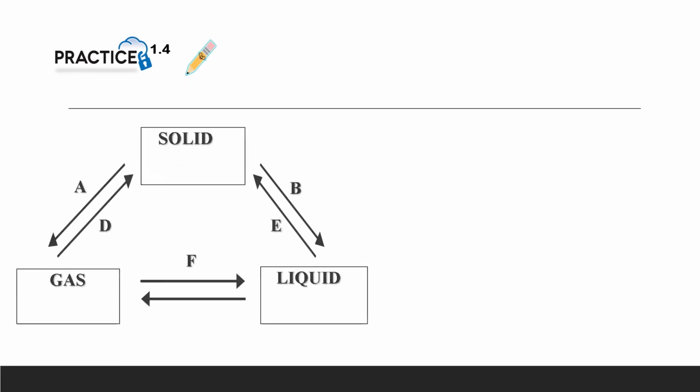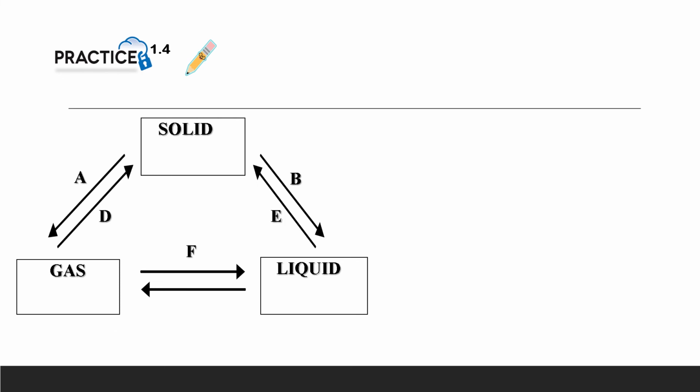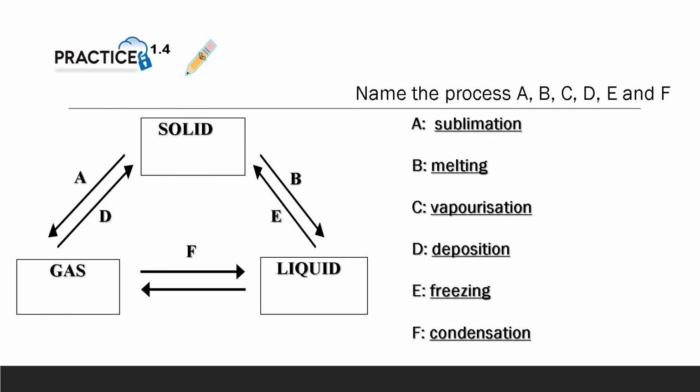Now let us do practice 1.4 together. Given the diagram of physical change of solid, liquid and gas, name the processes A, B, C, D, E and F as below. A. Sublimation, B. Melting, C. Vaporization, D. Deposition, E. Freezing and F. Condensation.